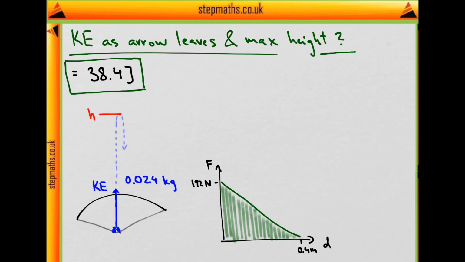So first of all, I'll denote the maximum height reached as h. All the kinetic energy the arrow has at the bottom will get turned into gravitational potential energy at the top. You can write this fact as an equation by conservation of energy. Gravitational potential energy is of course mgh, and we know the value for the kinetic energy, that's 38.4 joules.